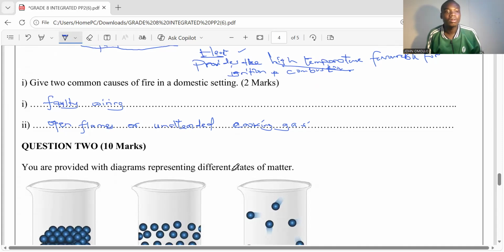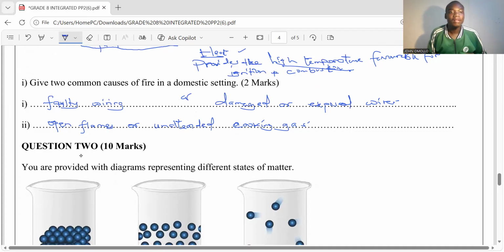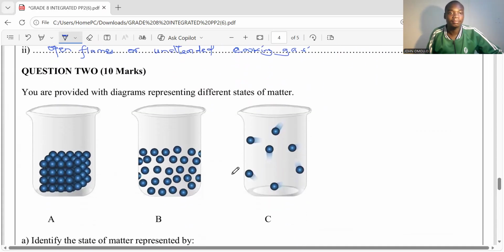Faulty wiring, or maybe we can talk about damaged or exposed wires. So damaged or exposed wire, those can cause fire. So those are some of the common causes of fire in a domestic setting.